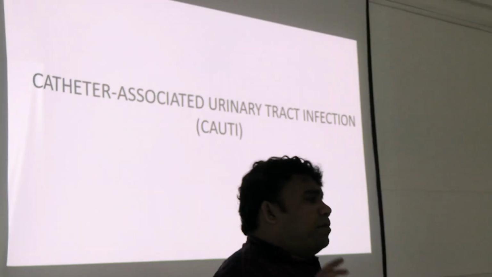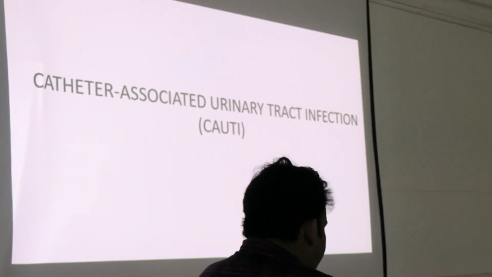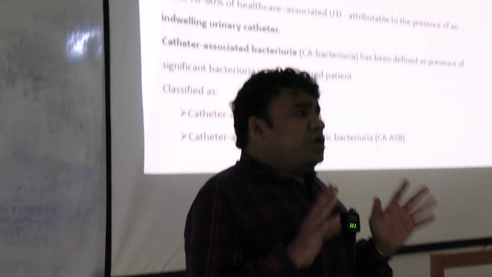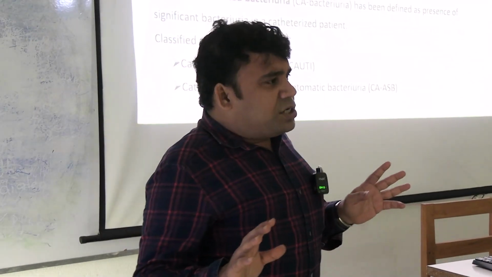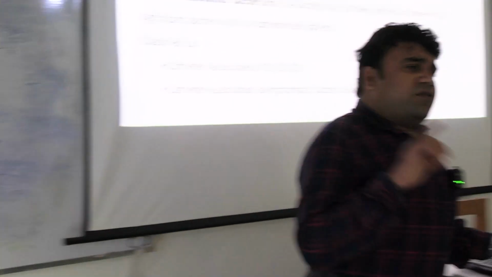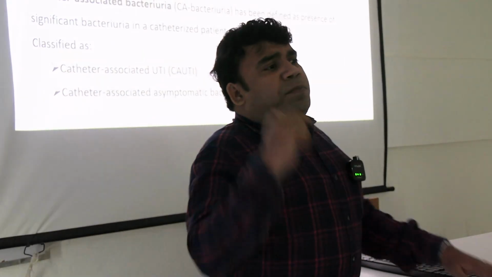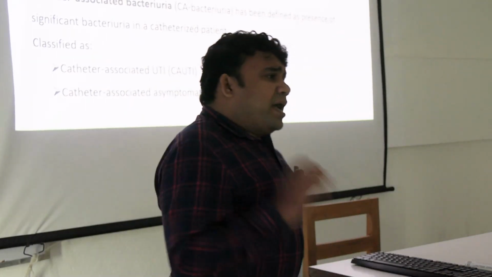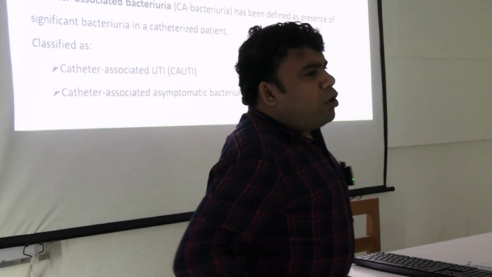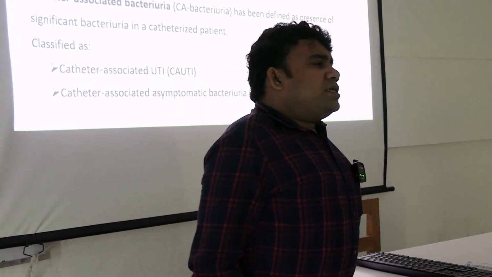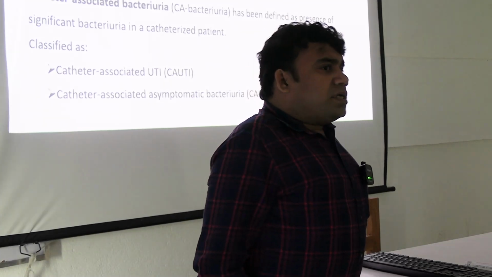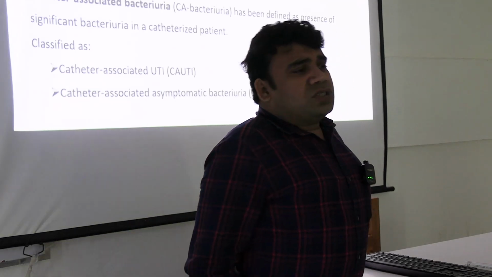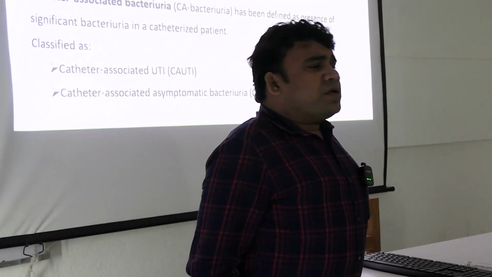So let us look at these particular infections very briefly. The first one would be catheter-associated urinary tract infection. As the name suggests, that means a urinary tract infection which was not present in the patient when he or she was admitted, but the infection started after the patient was catheterized. So by that definition, any symptom of urinary tract infection, if present in the patient 48 hours after placement of the urinary catheter, is called catheter-associated urinary tract infection.